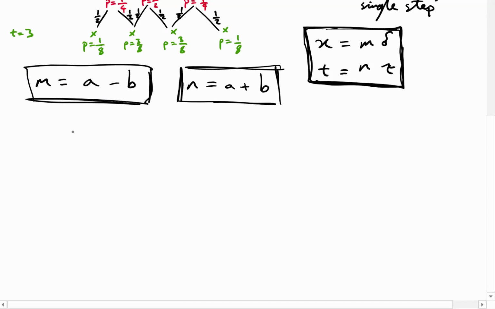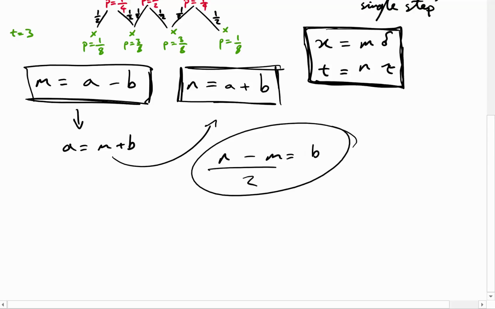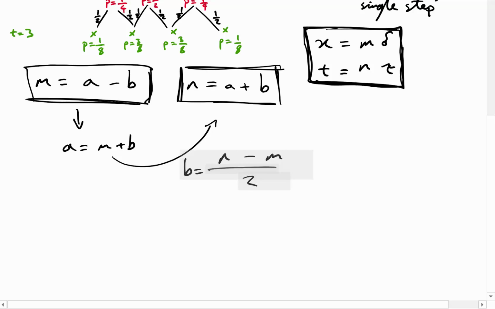I can solve them simultaneously to find out what a and b are equal to in terms of m and n. So let's try and solve these two things. From this, a is equal to m plus b. So if I sub that back into n, I end up with n equals m plus b plus b, so that's m plus 2b. Therefore b is equal to n minus m over 2. So b is equal to n minus m over 2.